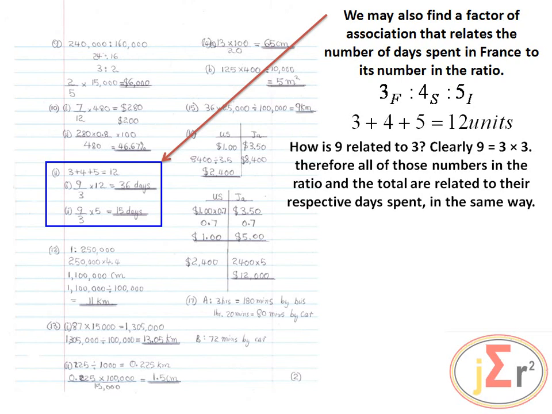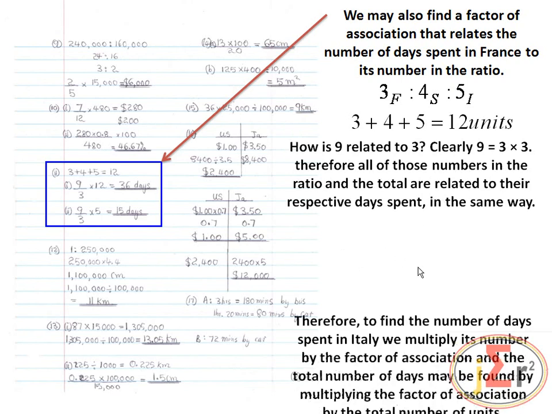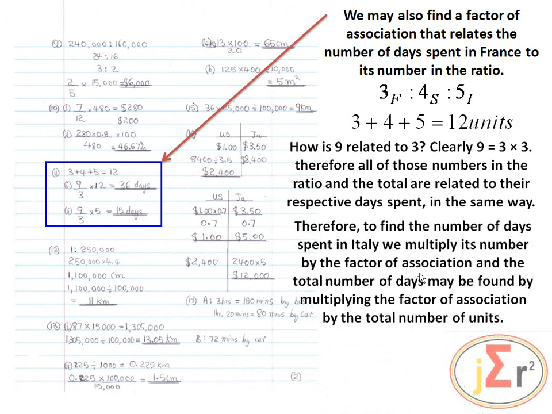Therefore, we will take 12 and multiply by 3, and no doubt we can reflect on what we did on the previous slide and realize that we are not too far from it, because the factor of association is 3 and the size of 1 unit is 3. Therefore, to find the number of days spent in Italy, we multiply its number by the factor of association, and that total number of days may be found by multiplying the factor of association by the total number of units.